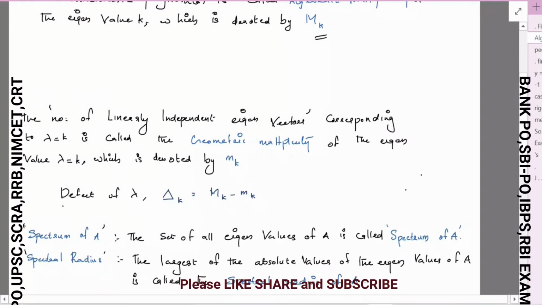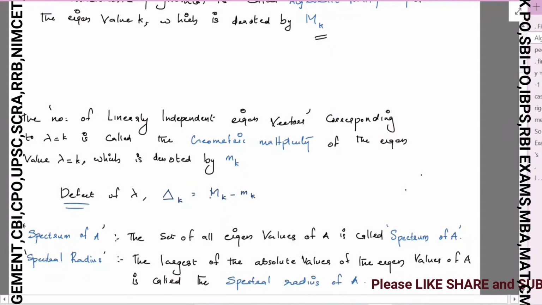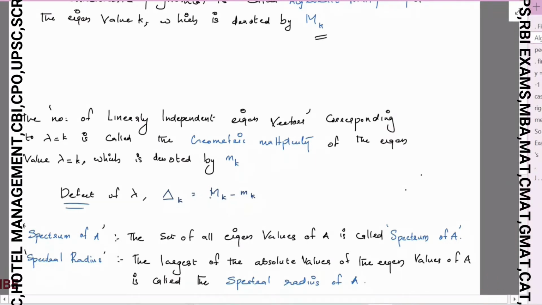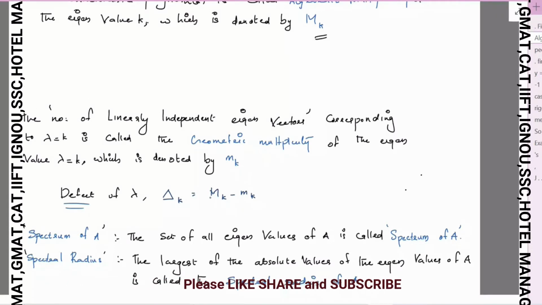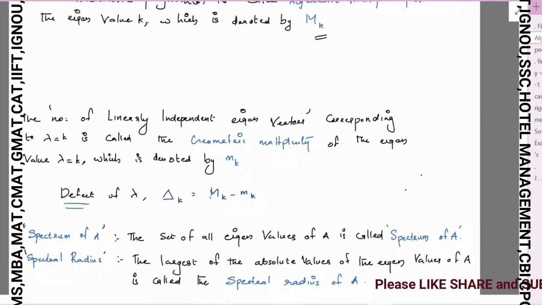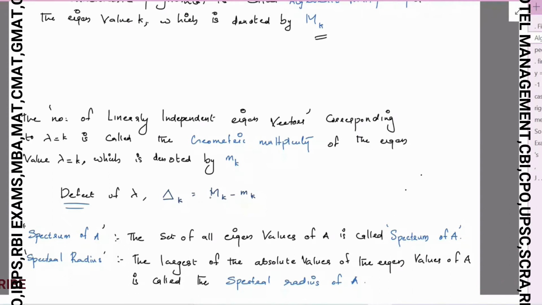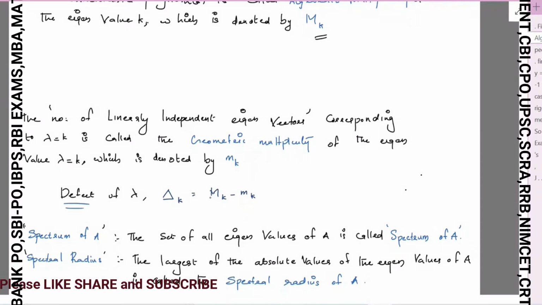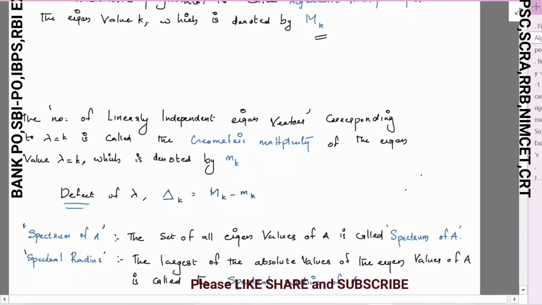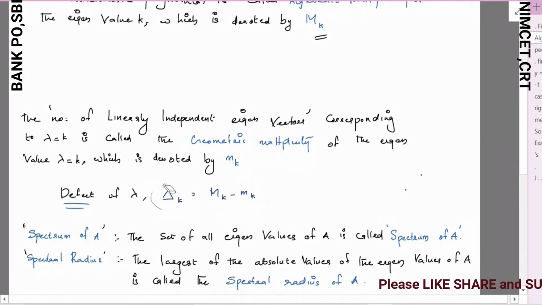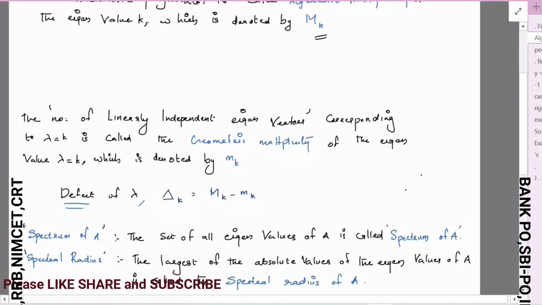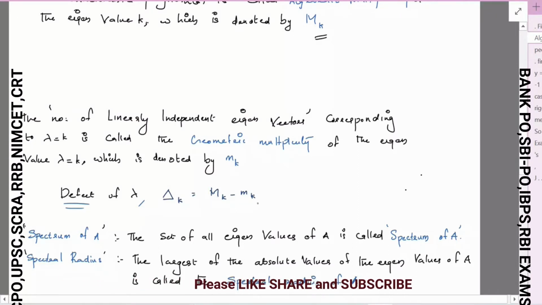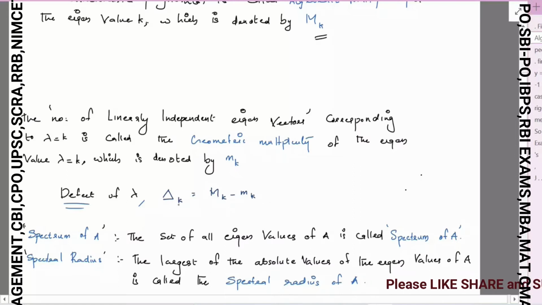And the next definition is the defect of an eigenvalue. That is nothing but the difference between the algebraic multiplicity and the geometric multiplicity, which is denoted by delta k. That is the defect of the eigenvalue k, which will be capital Mk minus small mk.